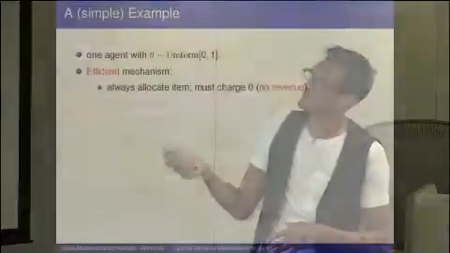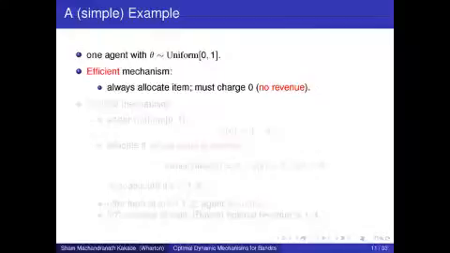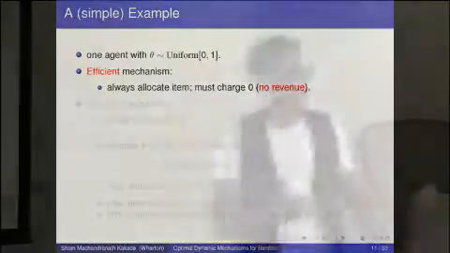a simple example here. So we're going to have one agent with theta coming from the uniform distribution. The efficient allocation is we're maximizing social welfare, so you always give it to him.